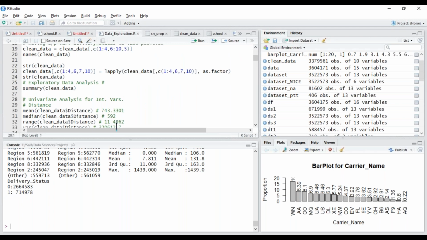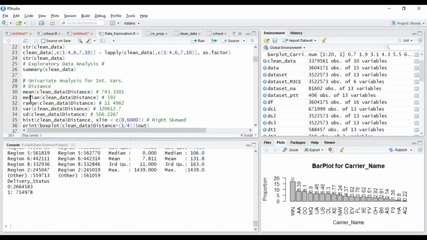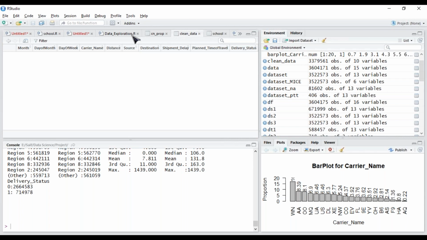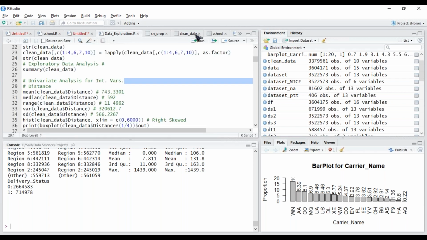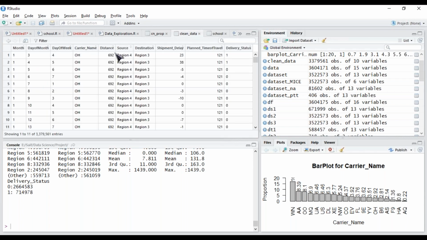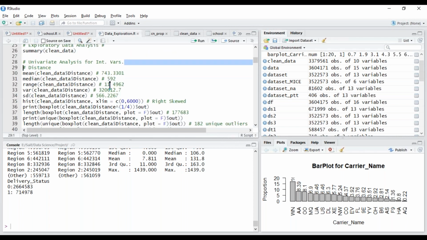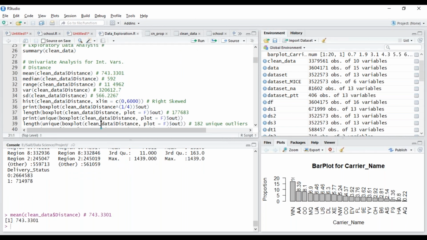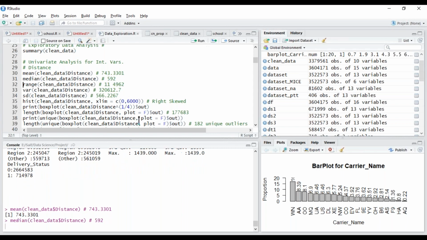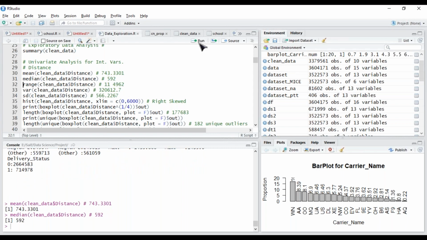Now let us perform the mean, median, mode, range, and all those things on the integer variables. Over here, we'll choose one variable, that is distance, this column, and we'll perform the numerical descriptive analytics on top of that. You use the mean of the variable, you get this 743, you get the median. Then you find out the range.